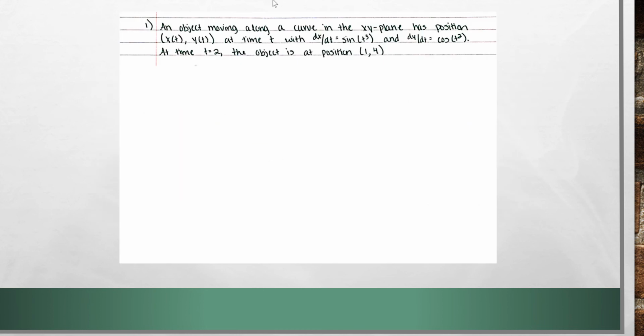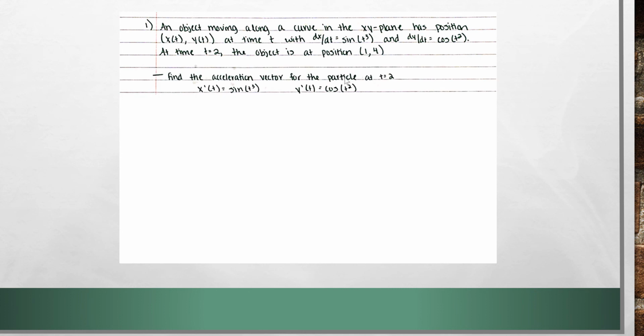So we're going to be looking at a free response question. An object moving along a curve in the xy plane has position (x(t), y(t)) at time t, with dx/dt equals sine of t cubed and dy/dt equals cosine of t squared. At time t equals 2, the object is at position (1, 4). So x equals 1, y equals 4.